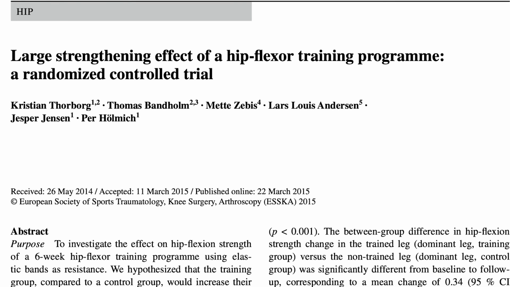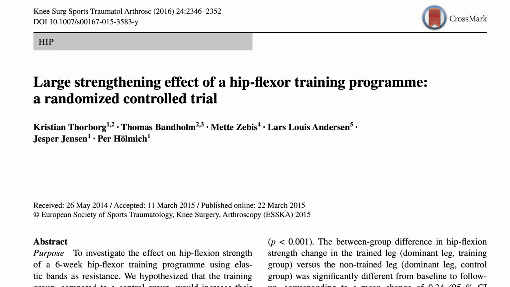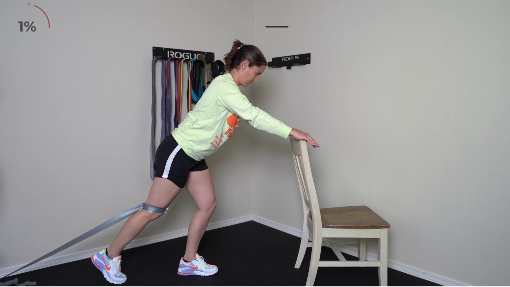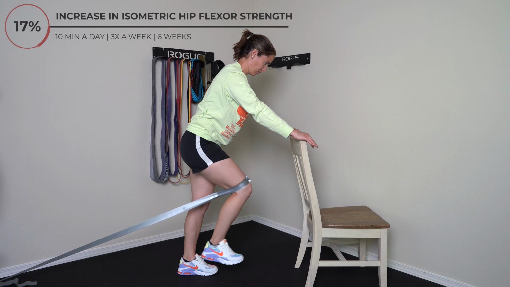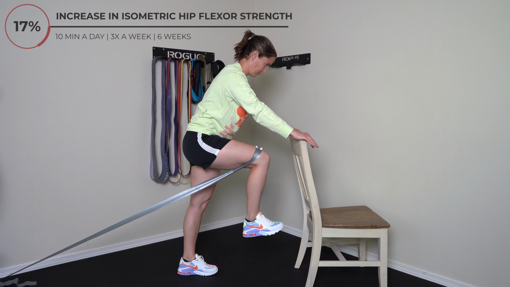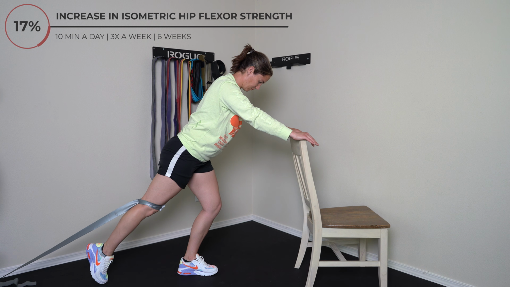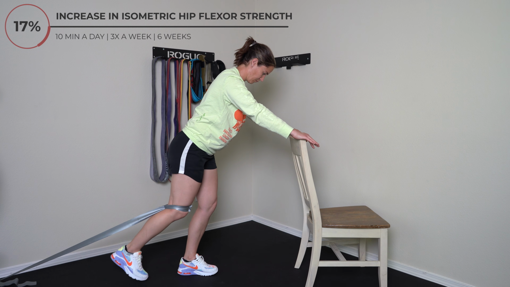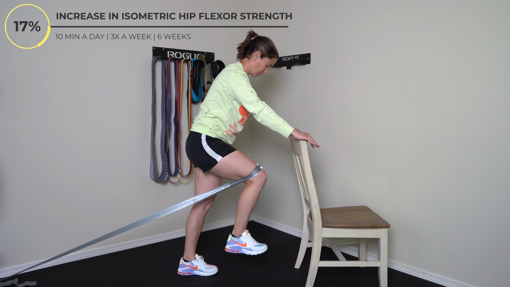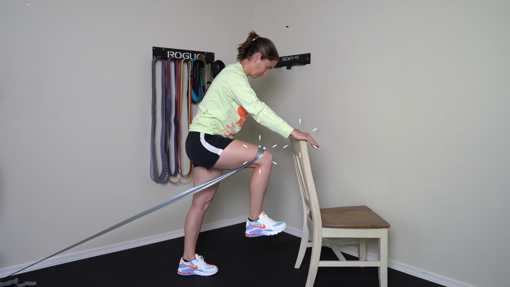Exercise progressions. The exercise progressions are pretty straightforward. There is one paper on the topic by Thorborg et al. in 2016 that demonstrated a 17% increase in isometric hip flexion strength following a 6-week training program performed for 10 minutes, 3 times per week in healthy participants. The subjects performed standing hip flexion with a band tied around their thigh while holding onto an object for support.